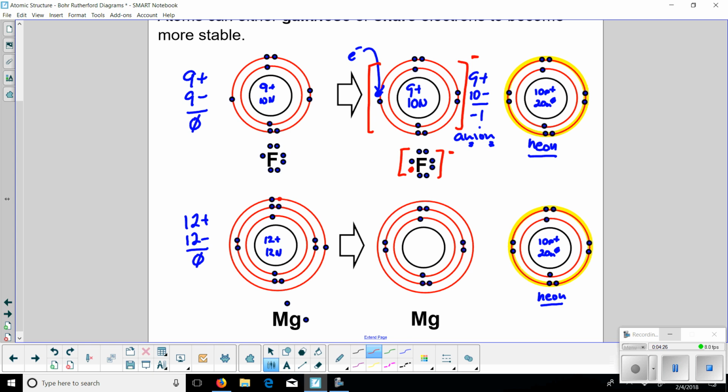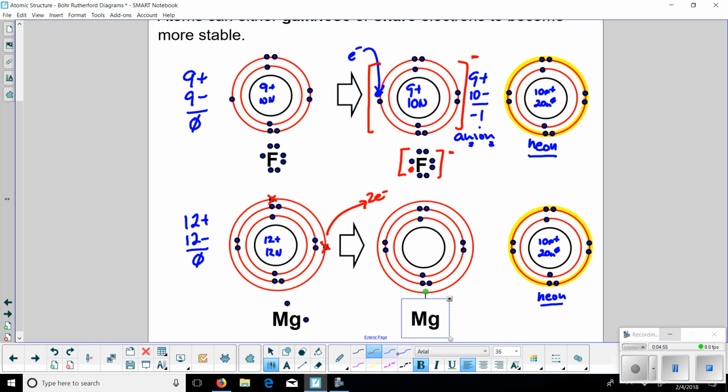We can pick up 1, 2, 3, 4, 5, 6 extra electrons, which is quite a bit of work. It'll be quite challenging. Or the easiest thing to do would be just to lose 2 electrons. So if 2 electrons are removed, you end up with a full outer energy level. It's not the same energy level as before, it's 1 lower, but nonetheless, this energy level is full.